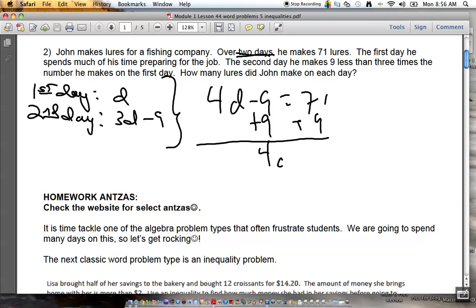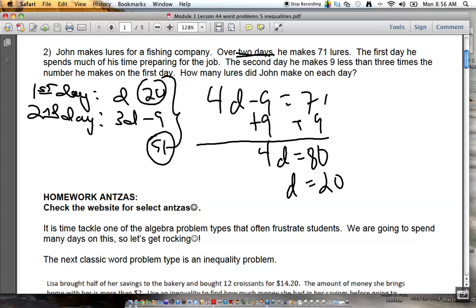So 4D is 80, dividing by 4 gives D is 20, and I get 20, and it wants how many on the second day? That would be 51. Okay? Any questions?